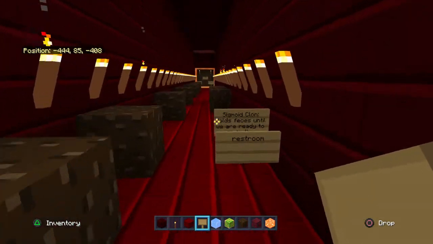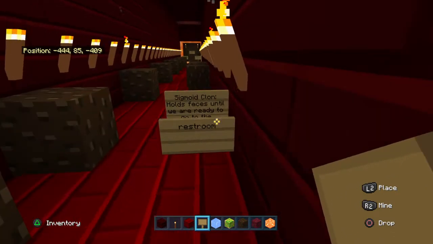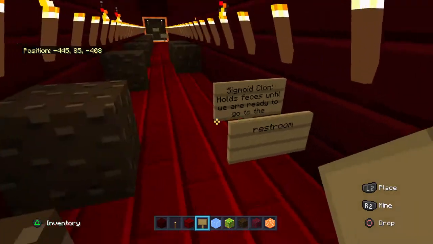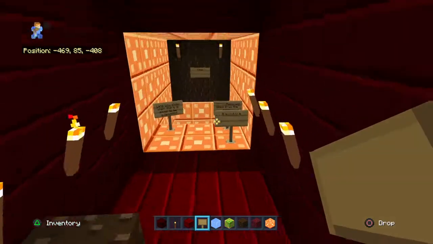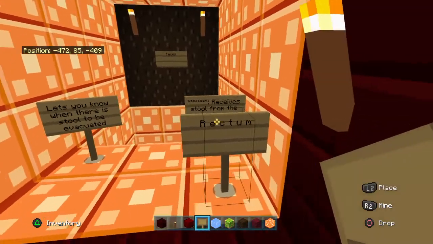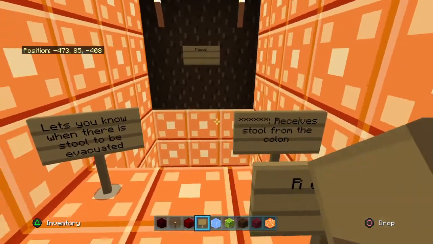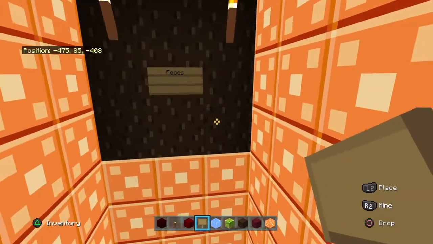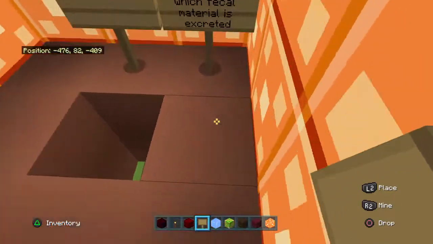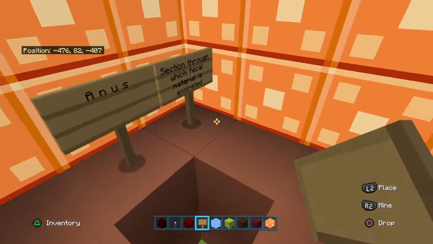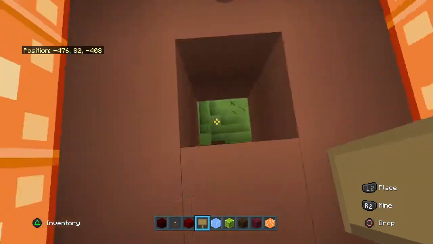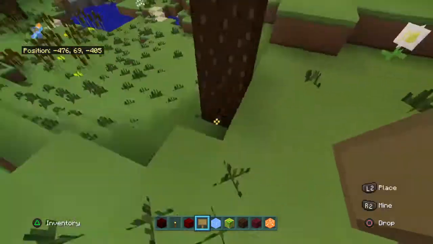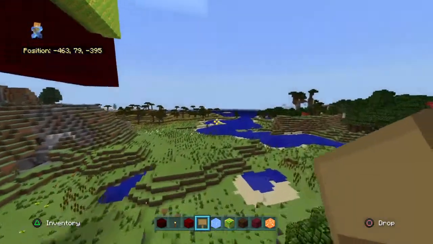And going deeper into the large intestine, we have the sigmoid colon, which holds feces until we are ready to go to the restroom. And here we have the rectum, which receives stool from the colon and lets you know when there's stool to be evacuated. And we have the feces still here. And then we have the anus, and this is the section through which material is excreted. And here we have the excreted materials right here. And yeah, this is my project.